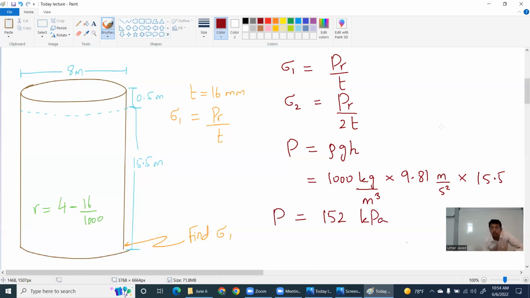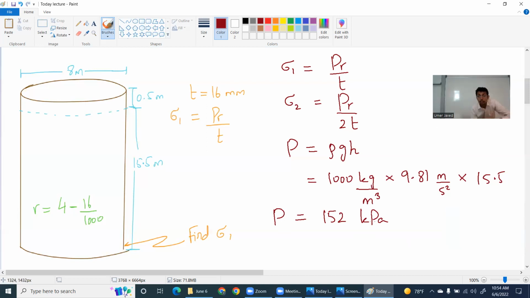And please don't get worried. This pressure can be used in the formula sigma 1 equal to P multiplied by R over T. What is R? 4 minus 16 by 1000. Okay, do the R by T yourself, should be greater than 10. Again, something to think about. I'm not going for R over T all the time. I forgot, 3.984 meters, I think so. PR over T.